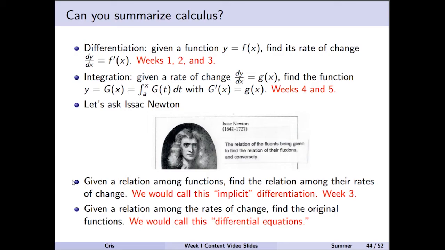And now there's an "and conversely" here, which really implies what? It's the last bullet. Given a relation among the rates of change of functions, find the original functions. We're not really going to do that in this class. There's a separate class called differential equations for that problem. But we will address the simplest case. Given one rate of change, we will find a function that has that rate of change. So that's all good. That's fine.